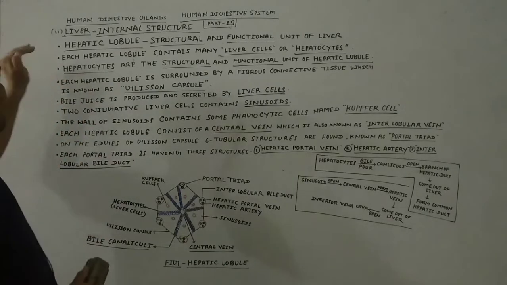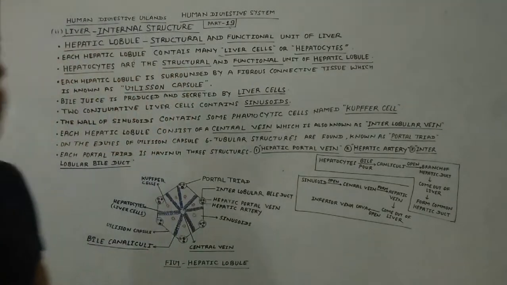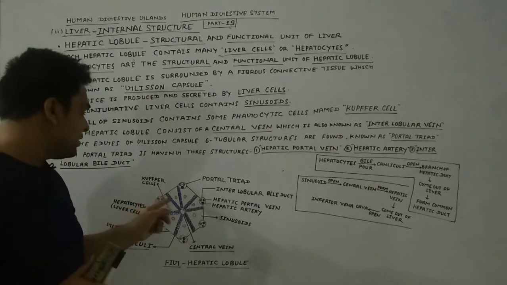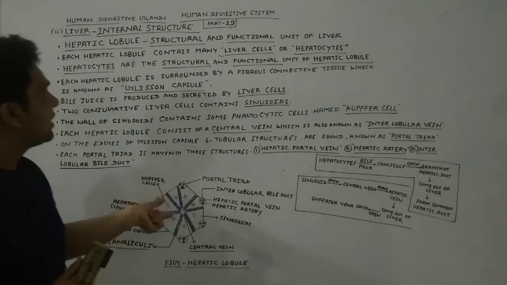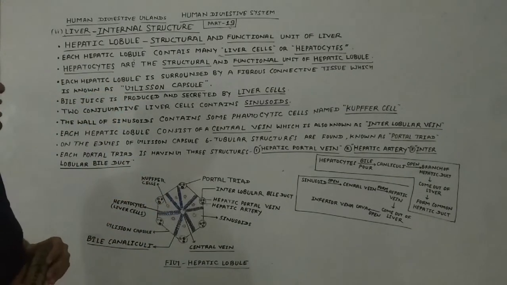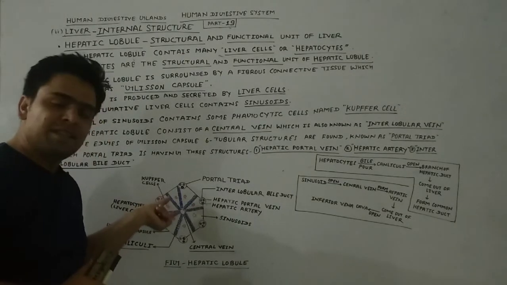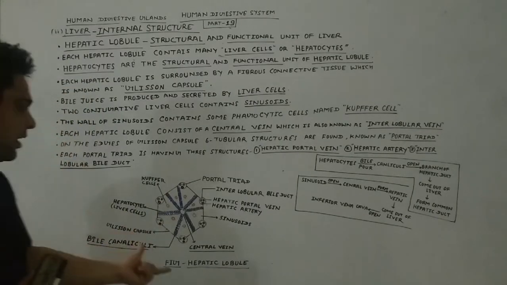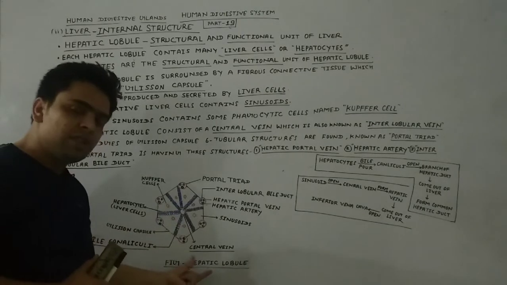Come to the next point. Each hepatic lobule contains many liver cells, or hepatocytes. You can see in the diagram, there are some special cells known as liver cells or hepatocytes, arranged in radiating planes. Here you can see the diagram of one single hepatic lobule.